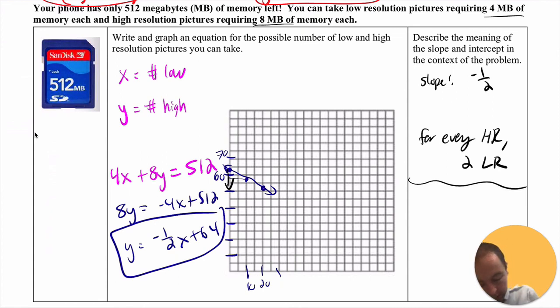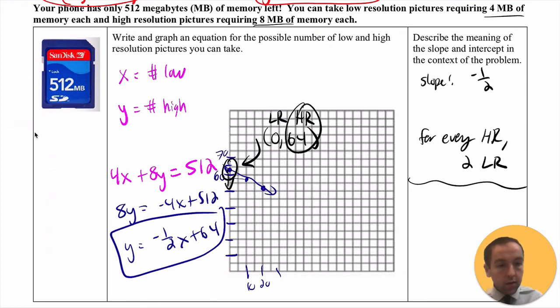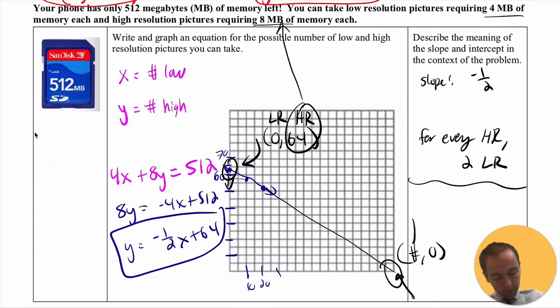And then ultimately for the intercepts, if you had 64 right there, that's the point (0, 64), which would mean you'd have 0 low res and 64 high res. And by using 64 high res, because high res takes up 8 megabytes, 64 times 8 is 512, so you'd be using up your memory card. And so if we kept this line going, then wherever it would cross right there, whatever number that would be, and then 0, which would mean that's the number of low res pictures you could take without taking any high res pictures to completely use up the memory of your 512 megabytes there.